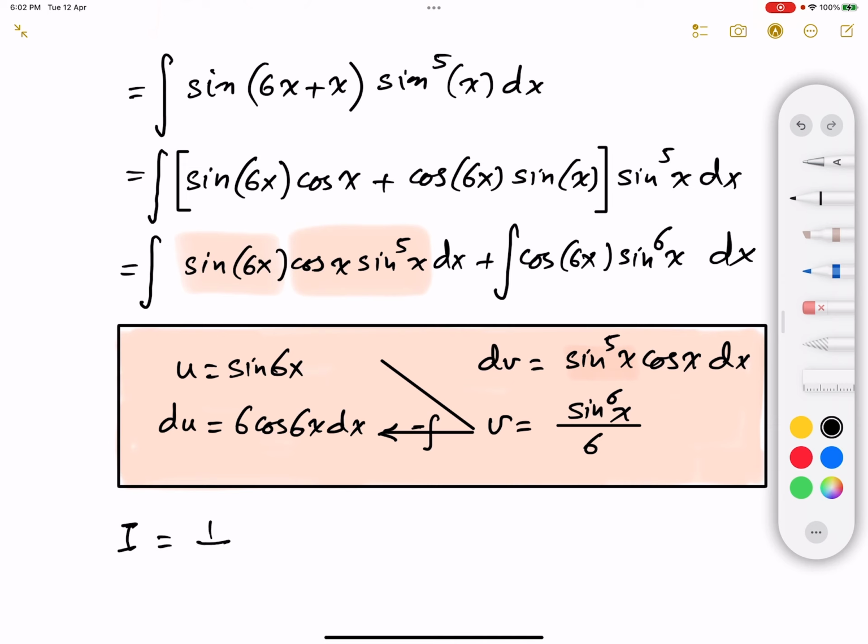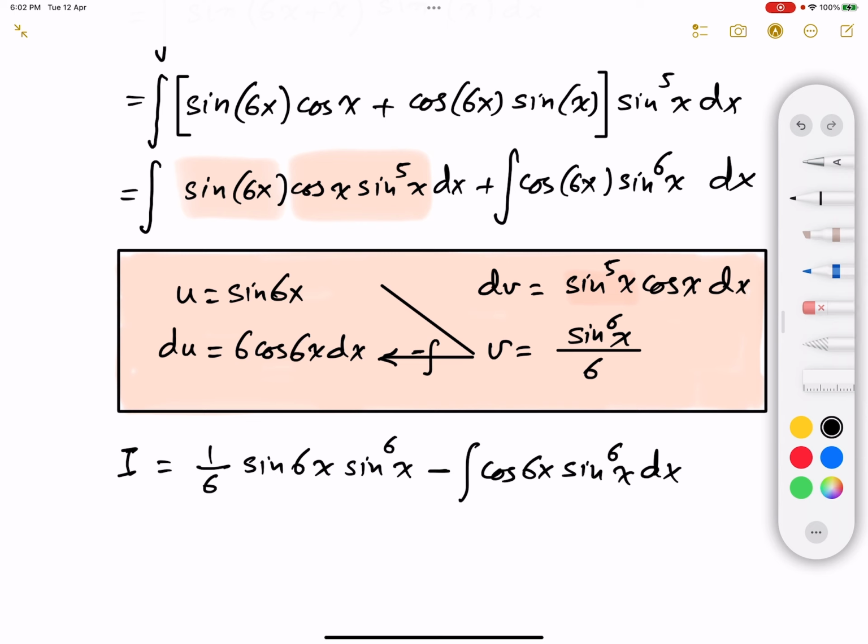1/6 sine of 6x multiplied by sine to the power 6 of x, minus the integral of, the 6 is going to get cancelled with the 6, and we're going to be left with cosine 6x multiplied by sine to the power 6 of x dx. And we can notice that the second integral that we left untouched above is exactly the same, so plus the integral of cosine 6x sine to the power 6 of x dx. These two integrals are exactly the same, and so they cancel each other out.